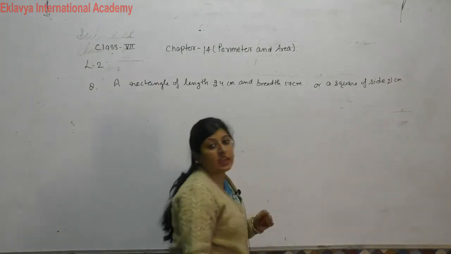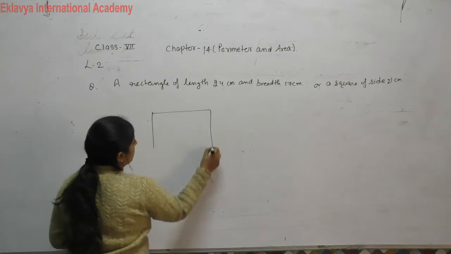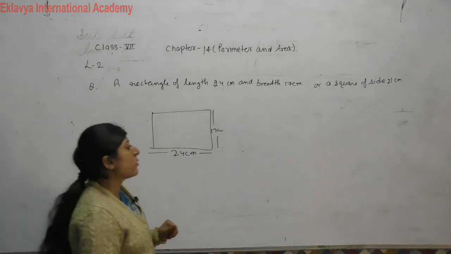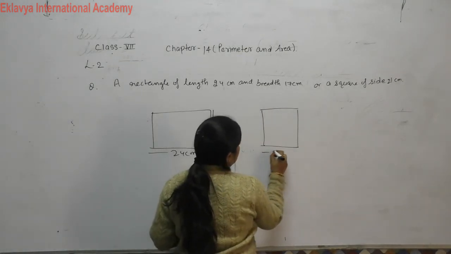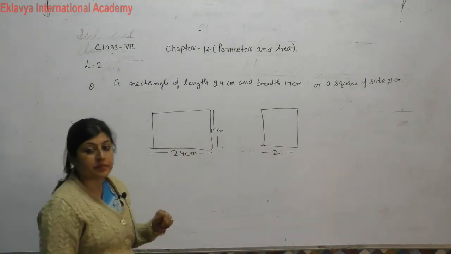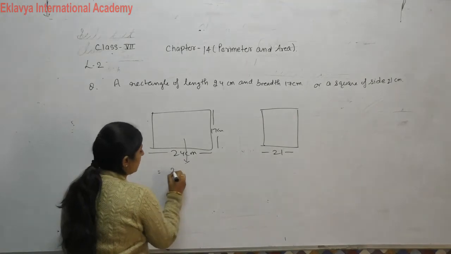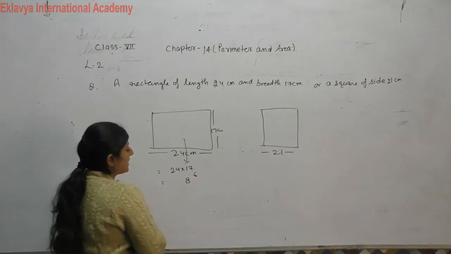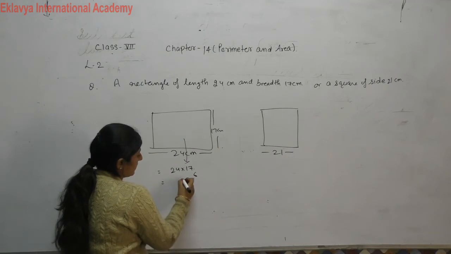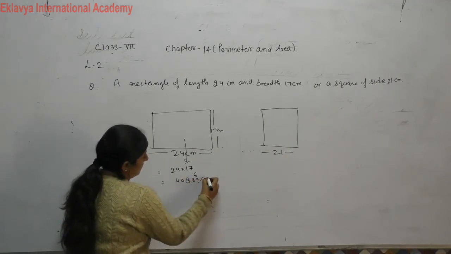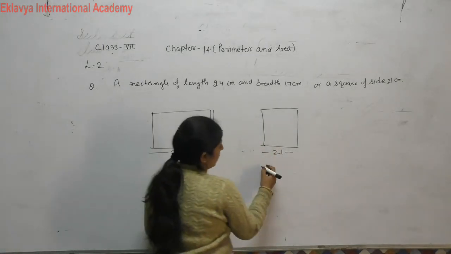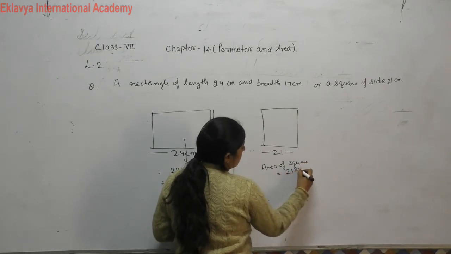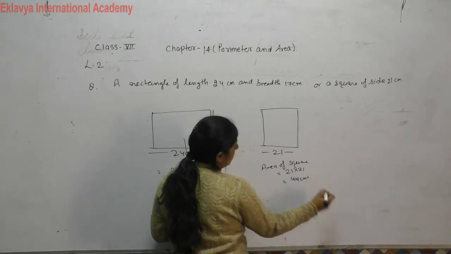हमारे पास एक तो रेक्टेंगल है जिसकी लेंथ 24, ब्रेड्थ 17। एक हमारे पास स्क्वायर है जिसकी साइड है 21 सेंटीमीटर। तो एरिया ऑफ दिस रेक्टेंगल we know that length multiply by breadth. 17 4s are 68, 6 carry, 17 2s are 34, 34 और 6 40 स्क्वायर सेंटीमीटर। सॉरी, एरिया ऑफ दिस स्क्वायर is equal to side into side, that is equal to 441 centimeter square.